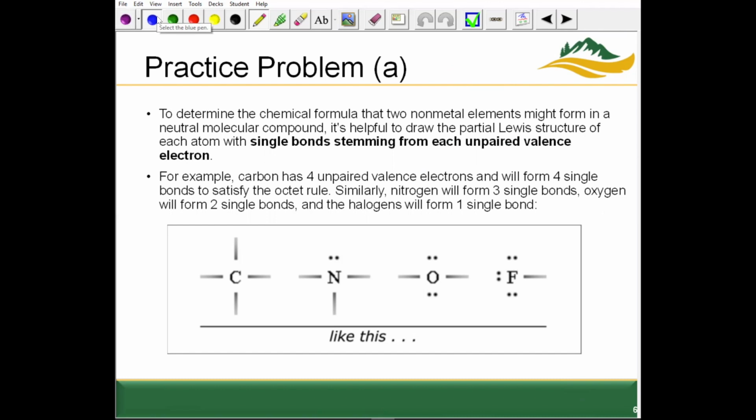So now we've been working our way up to drawing Lewis dot structures. So to determine the chemical formula that two nonmetal elements might form in a neutral molecule overall, this is as opposed to a polyatomic anion or a polyatomic cation. So any sort of ion, the converse to that is something that's neutral. It has no charge. So like NaCl, we know Na plus and Cl minus, these balance out.